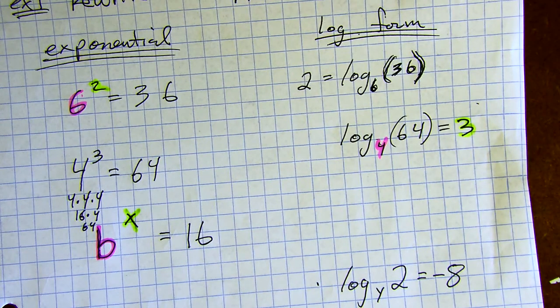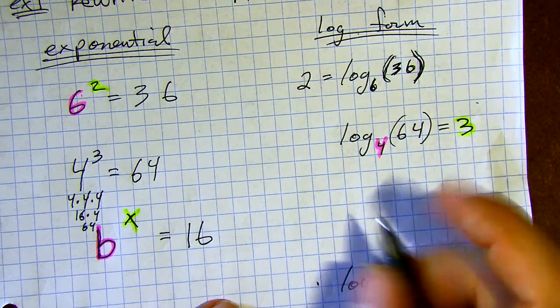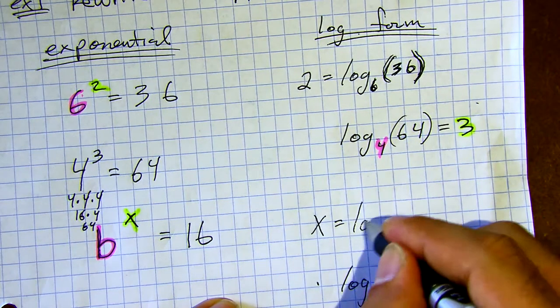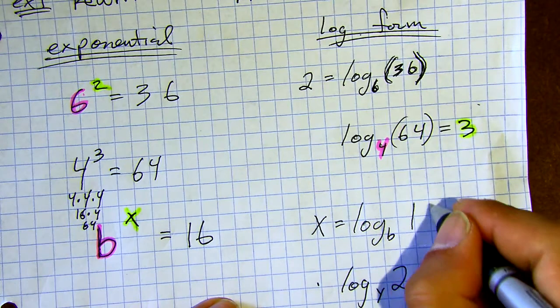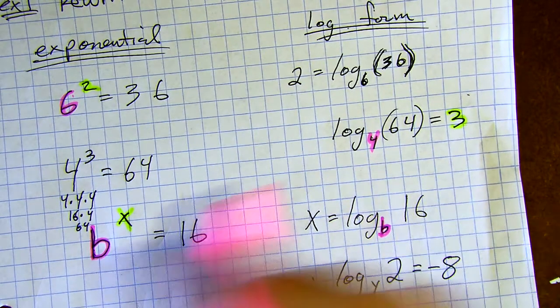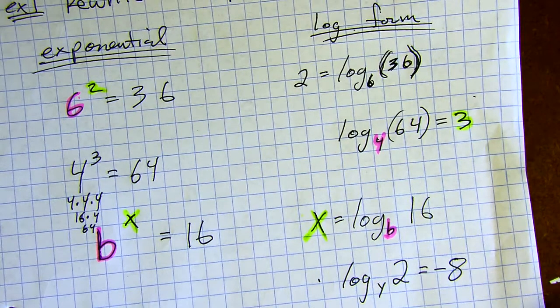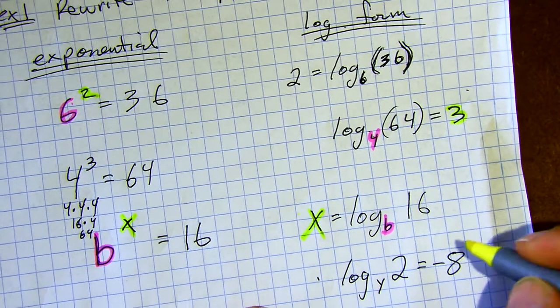So what's going to end up on the other side over here? Remember, we use logs to find the exponent, so we're going to write the exponent is equal to log base 16. What I'm really just getting you used to right now is the spatial positioning of all these values.